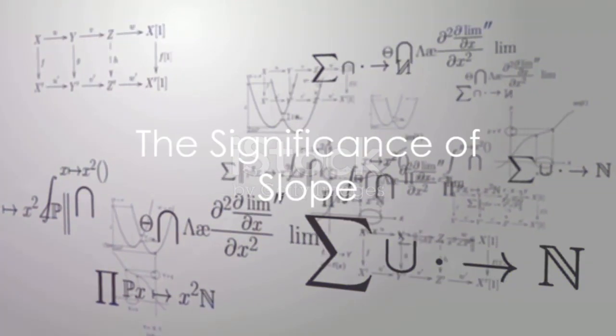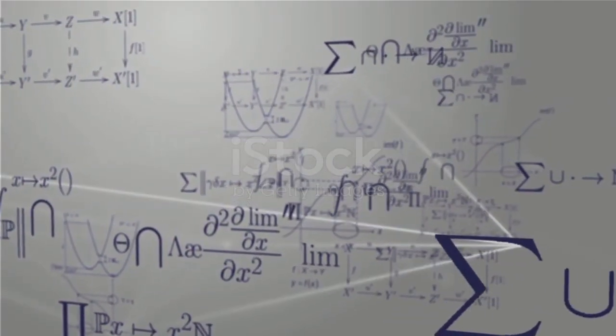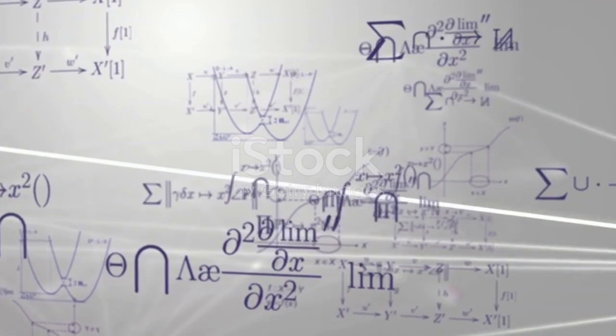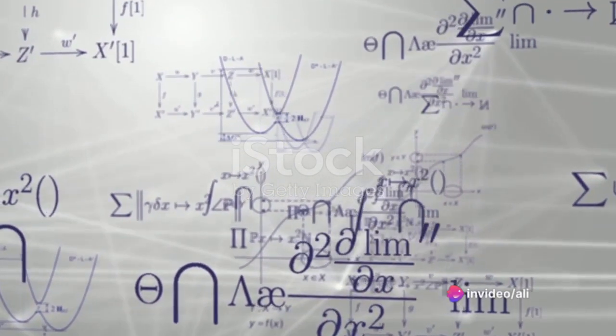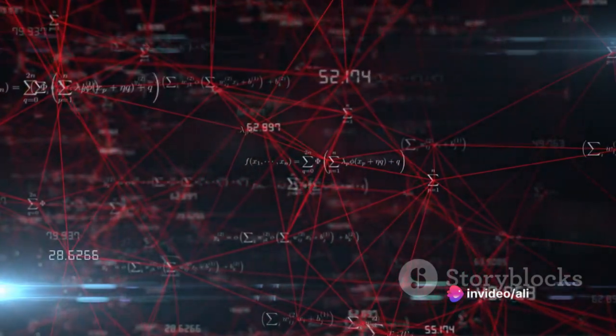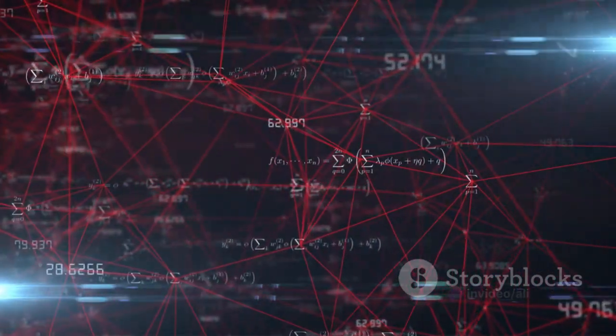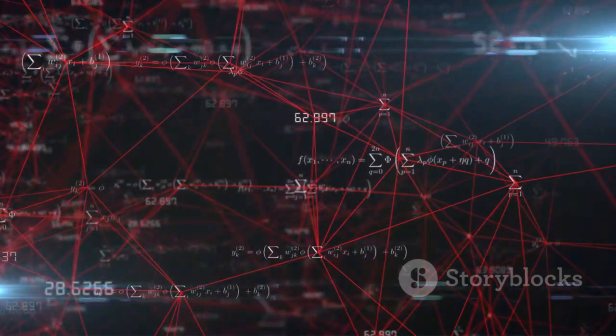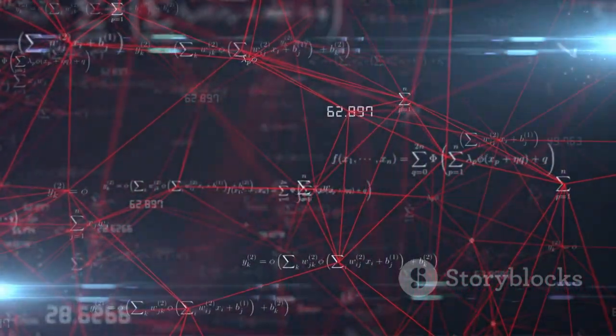Why does the slope matter, you ask? Well, the slope of a line has some pretty important implications. Let's delve into it. In the realm of physics, the slope can symbolize speed or acceleration. Imagine a car moving at a constant speed. The slope of its position versus time graph would be a straight line. The steeper the slope, the faster the car is moving.